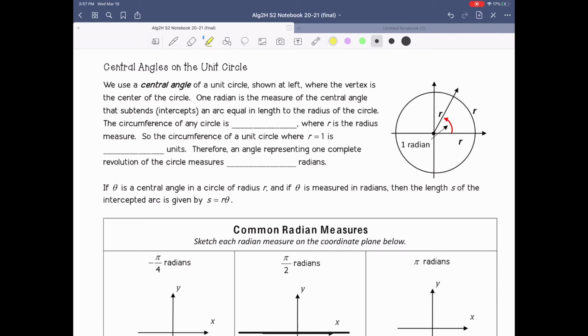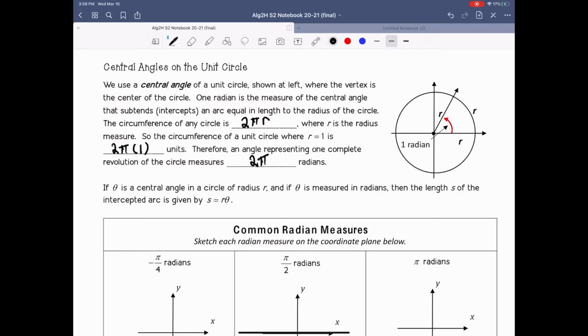We use the central angle of a unit circle, shown to the right, where the vertex is the center of the circle. 1 radian is the measure of the central angle that subtends, or intersects, an arc equal in length to the radius of the circle. The circumference of any circle, as you know, is 2 pi r, where r is the radius measure. So the circumference of a unit circle where r equals 1 is 2 pi times 1 units. Therefore, an angle representing 1 complete revolution of the circle measures 2 pi radians.